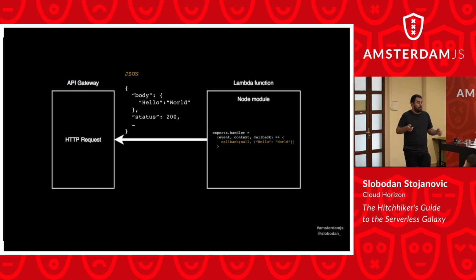And how do we do that? Simply by returning some JSON that will be wrapped in another JSON for API gateway. And then it will have body, some status code, headers, and things like that. That's it. It's really simple. It's no magic or something like that.